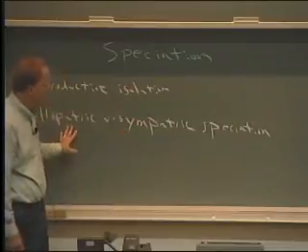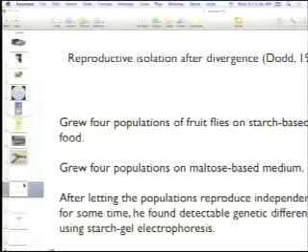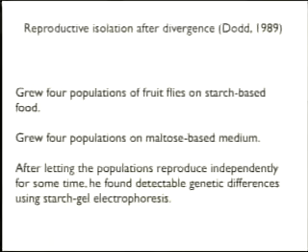But before I go there, I'll talk a little bit more about allopatric speciation and describe an experiment that was performed by Diane Dodd in the late 80s. This is just a simple laboratory experiment. It was done with that workhorse of genetics, Drosophila melanogaster. And what she did is she grew four populations of flies on different media.